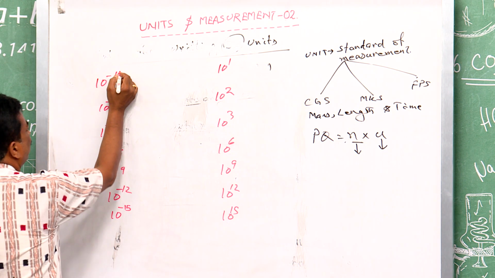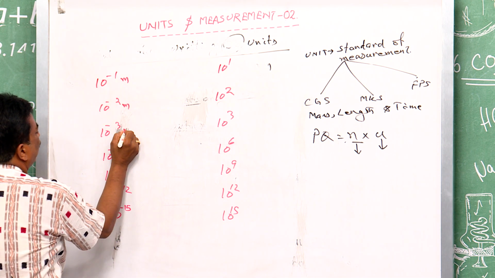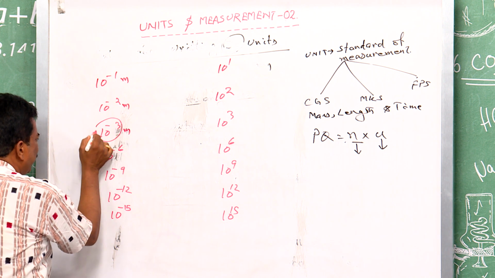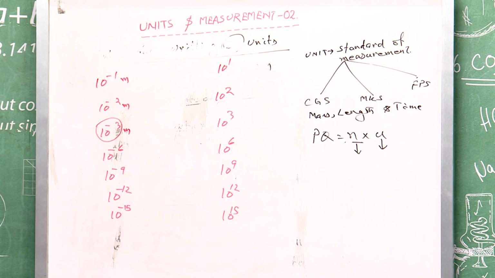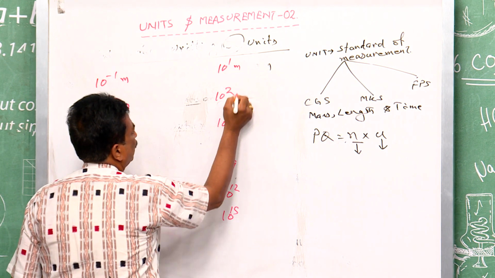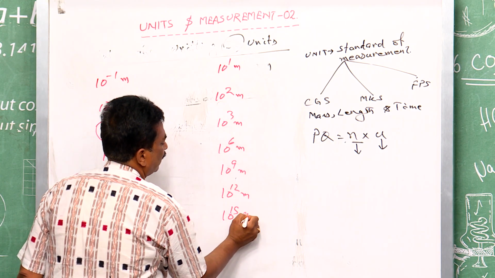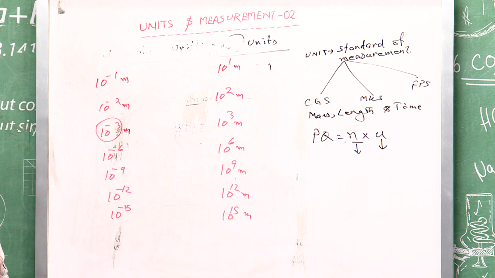So, 10 to the power of minus 1 meter, 10 to the power of minus 2 meter, 10 to the power of minus 3 meter. This is the prefix for the meter. It remains to the left, meaning it comes first, therefore it is the prefix. Suppose here also it is the meter. Before the meter, that amount is coming. Therefore its name given is the prefix.